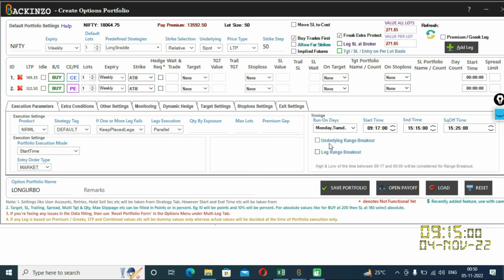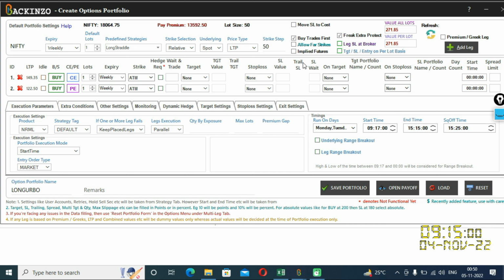Having understood leg range breakout, now it's time to move ahead towards underlying range breakout. Guys, I'll also post the video link of leg range breakout in the description box, so do refer to that to connect the dots. Now coming back to the underlying range breakout.